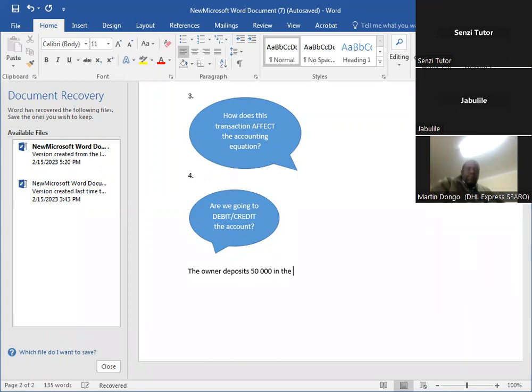Right, in the current account. Okay, this is the first transaction that we need to analyze. The owner of the business deposited how much money? 50,000 in the current account. The current account belongs to the business. It's for the business, remember.